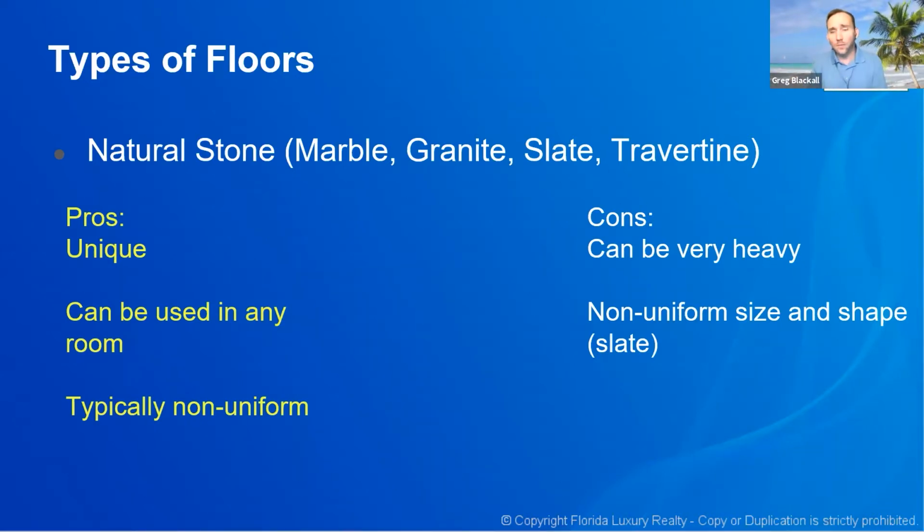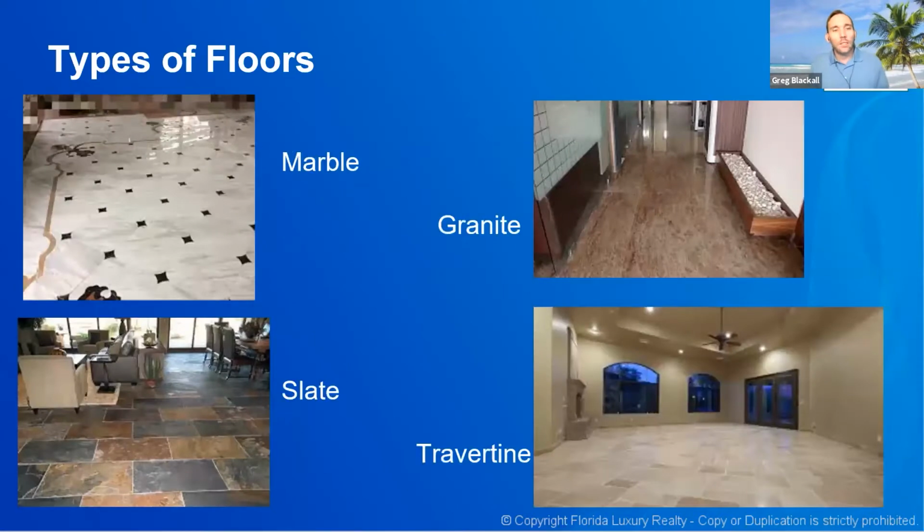Now, the flip side to this is they can be very, very heavy. Granite, slate, travertine, marble, they're all heavy stones, basically. And because they're non-uniform in shape and size, especially with slate, they can potentially become a trip hazard or a slip and fall hazard. With marble, some of these homes, especially in Europe, you notice that marble flooring is a very big thing. And a lot of people love the look of marble floors, but it's not without some give and take.